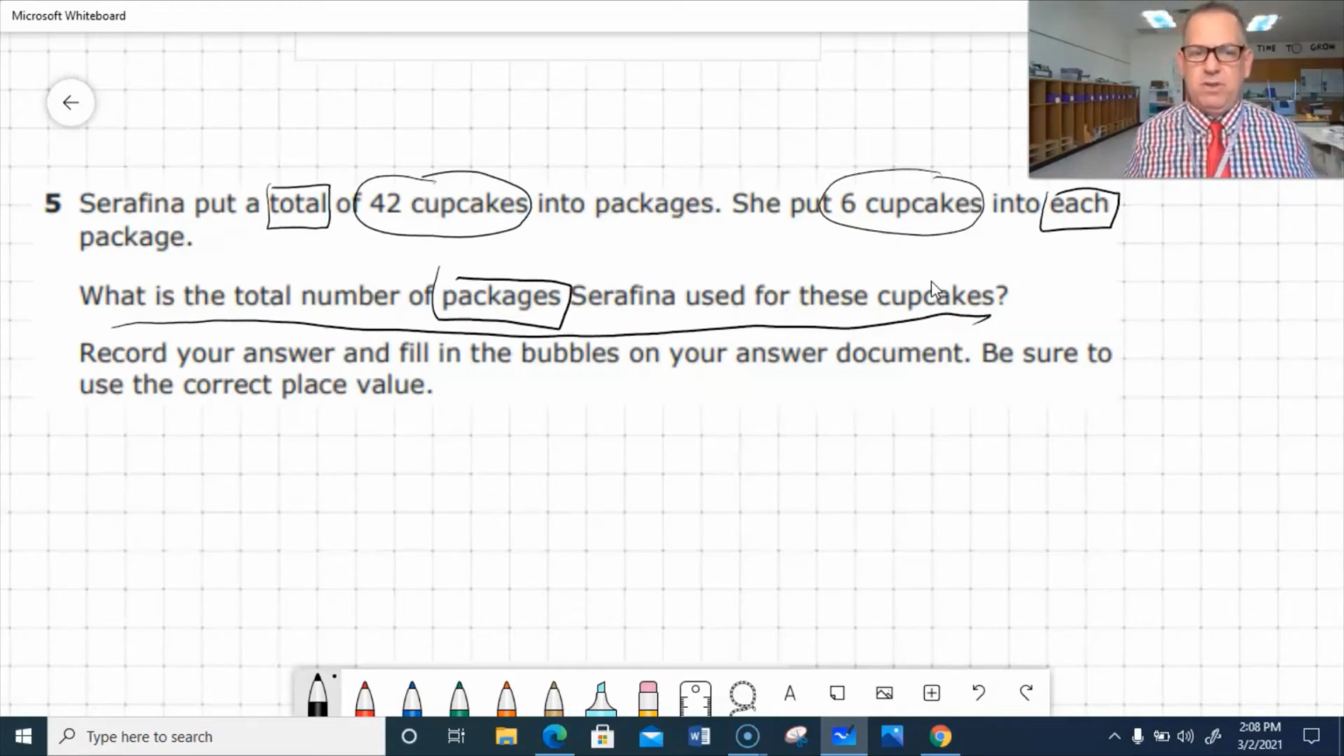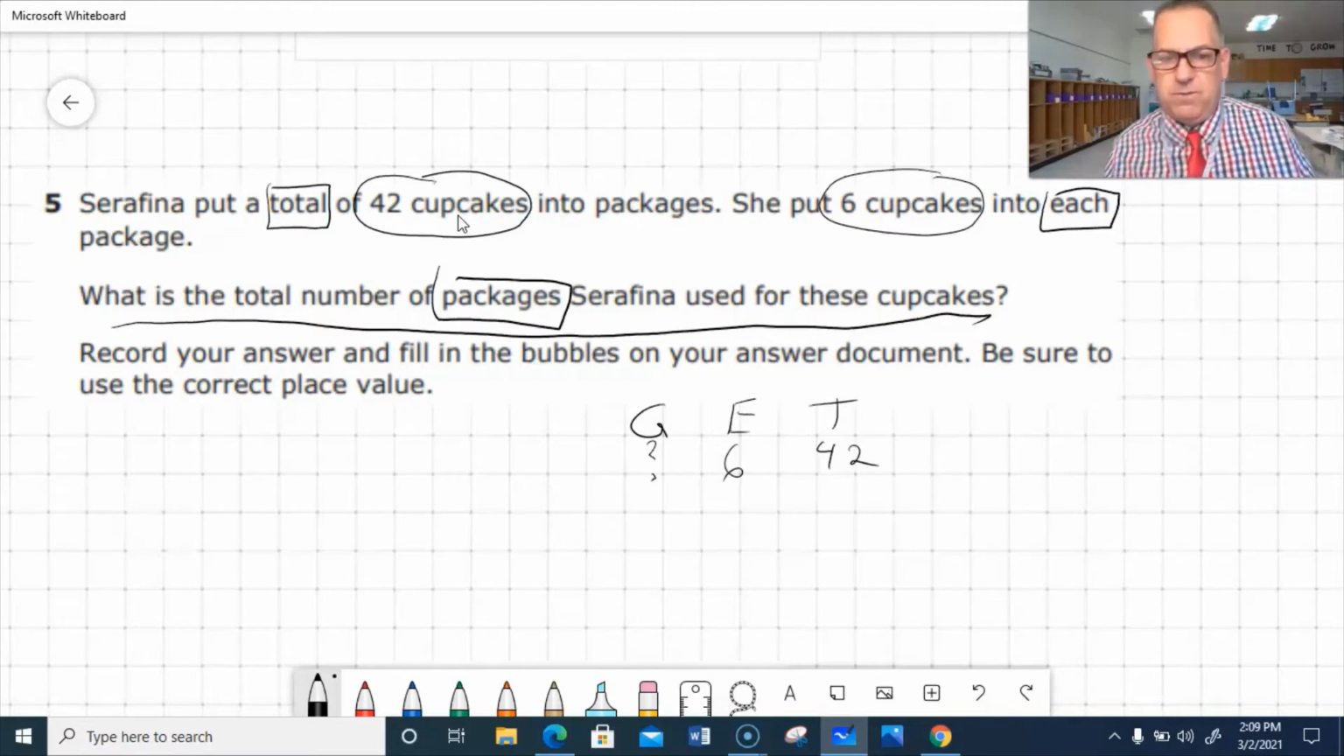When I'm evaluating this, this sounds like we have some equal size groups because I'm talking about each right here, and I'm putting cupcakes into packages. So whenever I'm talking about equal size groups, I always like to use a get strategy. So I got groups, each, and total. On this one right here, it looks like I'm trying to figure out how many packages there are. And I believe the packages are going to be my groups. So that's what I'm trying to find out. I can see right here it says 6 cupcakes in each. So my each is going to be 6. And right over here it says total of 42.